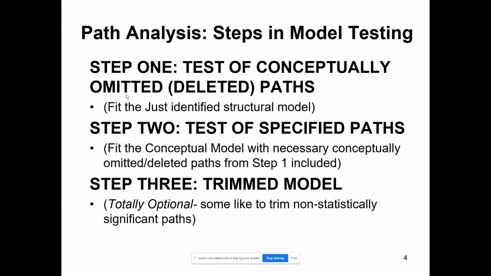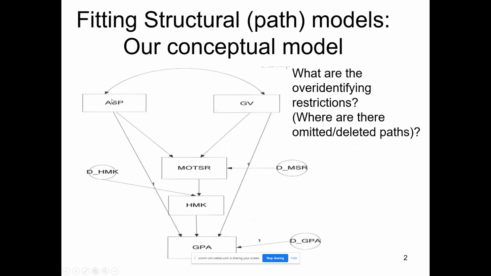So going back to this example, we've already identified that there are 3 conceptually omitted paths. Academic self-perceptions and goal evaluation to homework, motivation self-regulation to GPA. So those are my 3 conceptually omitted paths. So my first model is not going to be this model. It's actually going to be the just identified model, this model that adds those conceptually omitted paths. So we're going to fit the just identified model.